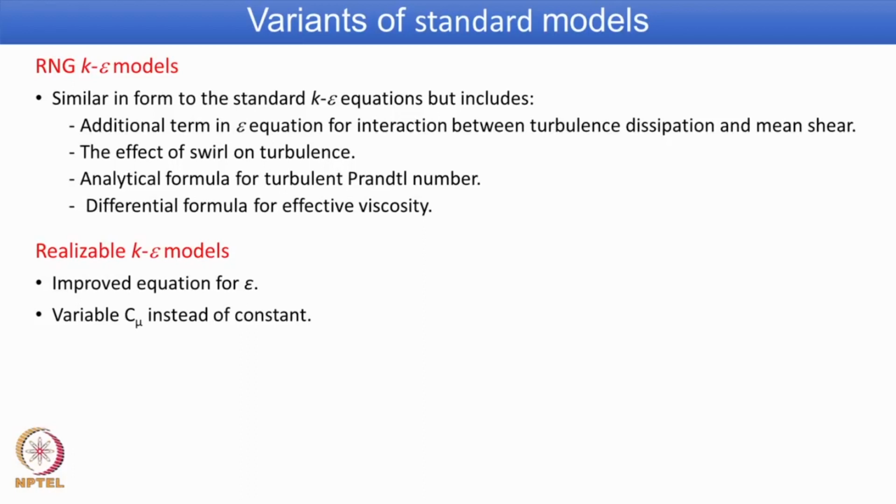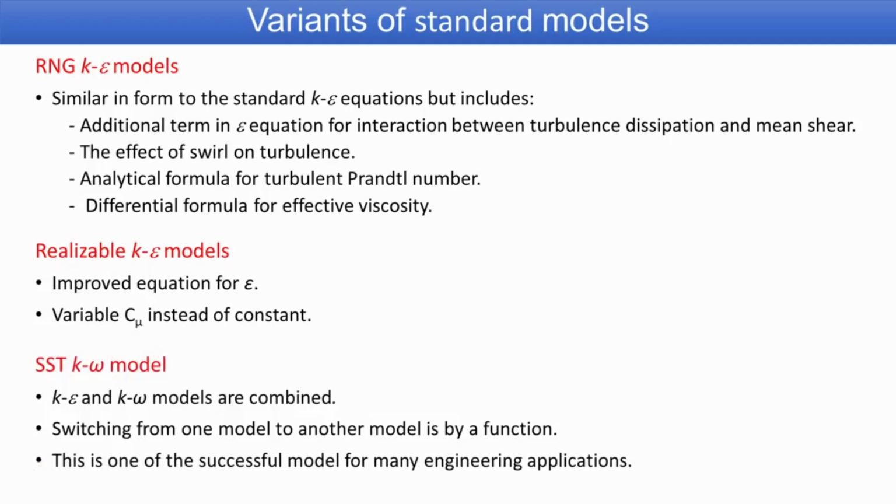The next set is the realizable K epsilon model. Here again the K equation is almost the same, but we have an improved equation for epsilon, and then C mu. We mentioned there are 5 constants in the standard K epsilon equation, and C mu was one of the constants. It has a value of 0.09. So, in the realizable K epsilon model, instead of a constant value, C mu is expressed as a function of some variable. It may be velocity gradient, it may be K, or it may be epsilon. For different proposals on the realizable K epsilon model, you have a different expression for C mu.